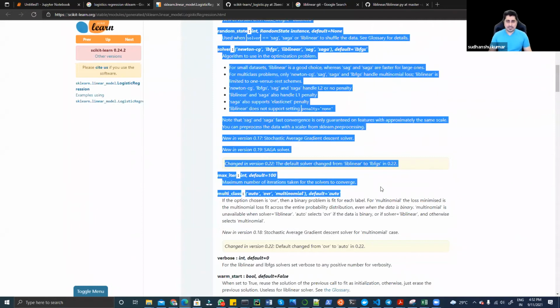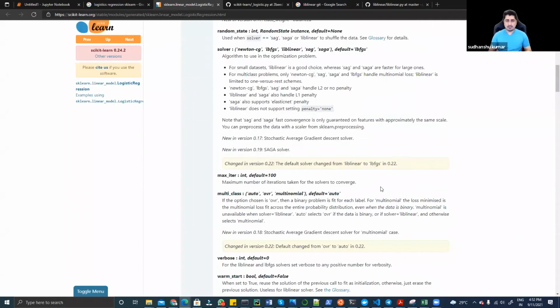Okay, maximum iteration: how many times you would like to send a data set. Multi-class: by default, it's auto. If the option chosen is OVR, then a binary problem is fit for each label. For multinomial, the loss is minimized. And people will ask you a question: in case of multi-class classification, what is the loss function that we use? Anyone?